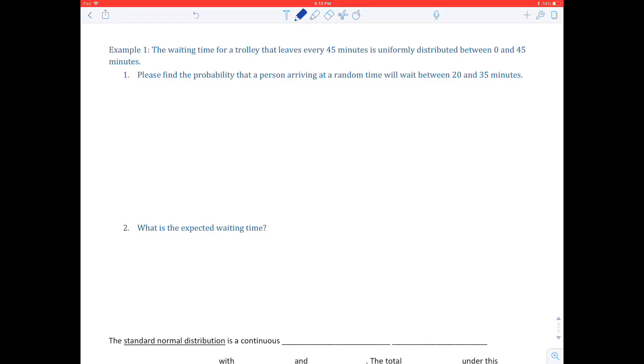The waiting time for a trolley that leaves every 45 minutes is uniformly distributed between 0 and 45 minutes. So we're asked to find a couple of things: the probability that a person arriving at a random time will wait between 20 and 35 minutes, and then to find the expected waiting time. So let's check it out.